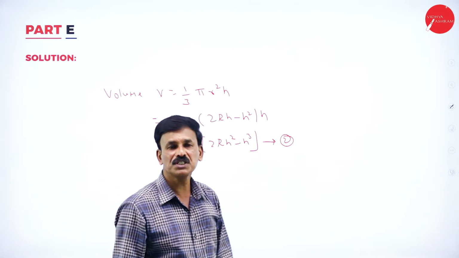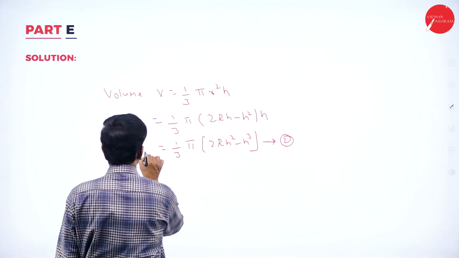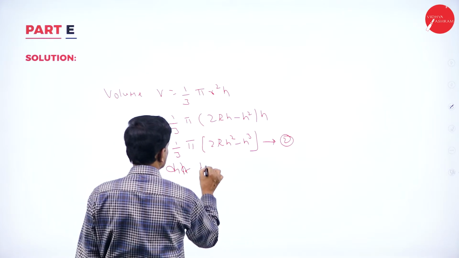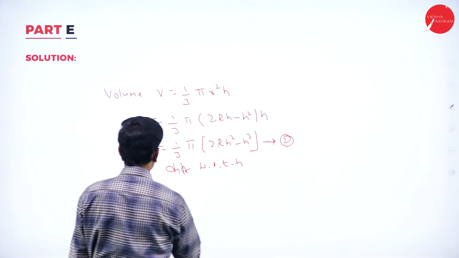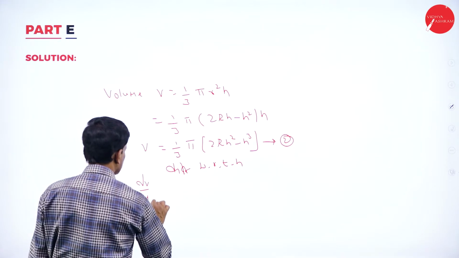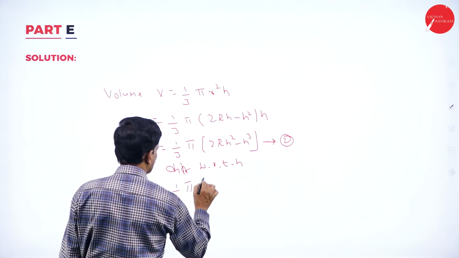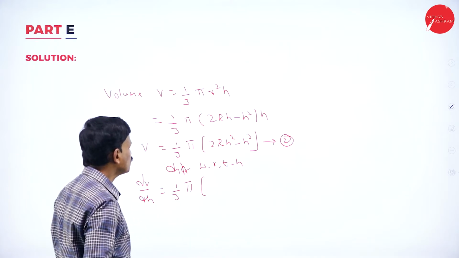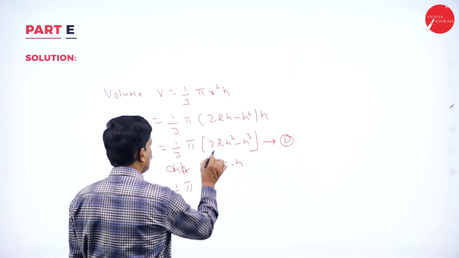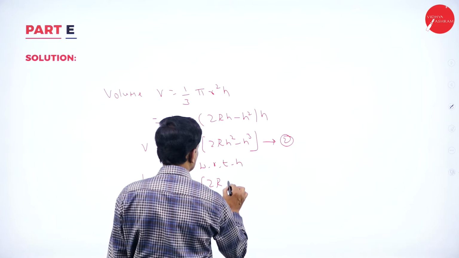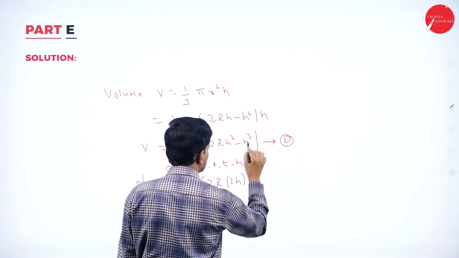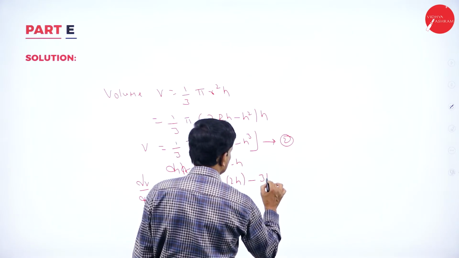Now, let us differentiate this with respect to h. Differentiating with respect to h, what will we get? dV by dh is equal to 1/3 pi constant. We are differentiating with respect to h. So, here 2r is a constant and differentiation of h square is 2h, minus differentiation of h cube is 3h square.